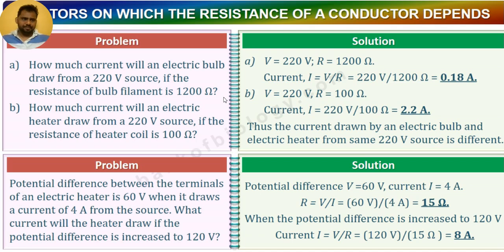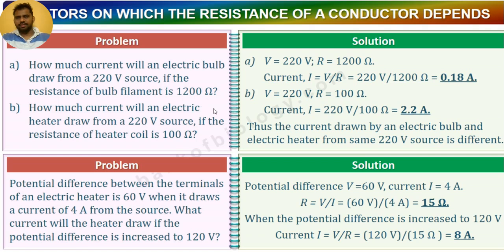Now we do have some questions and problems. Let us try to solve them. They are straightforward, and these will be solved by using Ohm's law formula. How much current will an electric bulb draw from a 220 volt source if the resistance of the bulb filament is 1200 ohms? So R is equal to V by I, and I is equal to V by R. V given is 220, R is 1200, so 0.18 ampere.